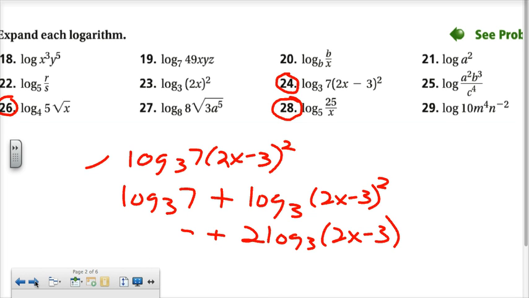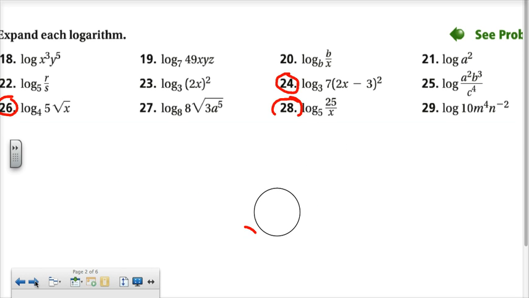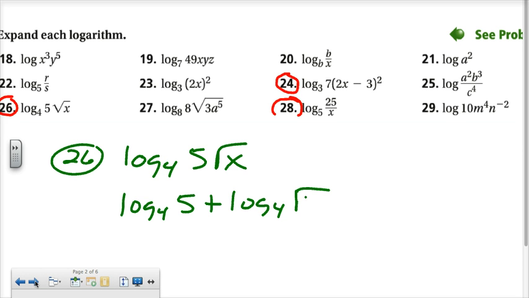Then, in number 26, well, the smart part doesn't want to work for erasing right now. So 26, we have the logarithm base 4 of 5 square roots of x. So we see the multiplication. That means we have to change that to addition. So logarithm base 4 of 5 plus logarithm base 4 of the square root of x.